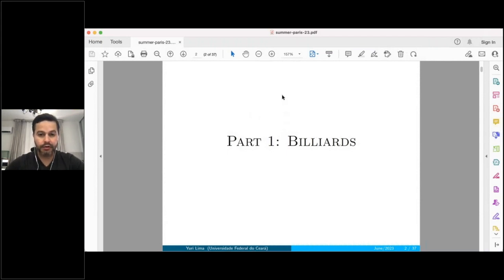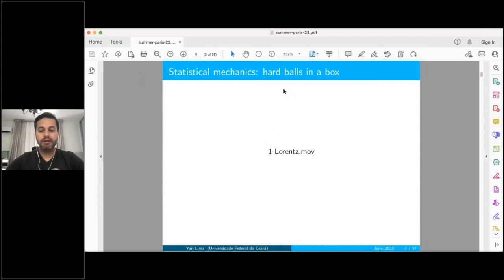What's the history, at least from the dynamical point of view, of billiards? The history starts more or less at the end of the 19th century and the beginning of the 20th century, about 1895 to 1915, something like that, with the works of Boltzmann. Boltzmann was interested in statistical mechanics. And how did he want to analyze statistical mechanics?